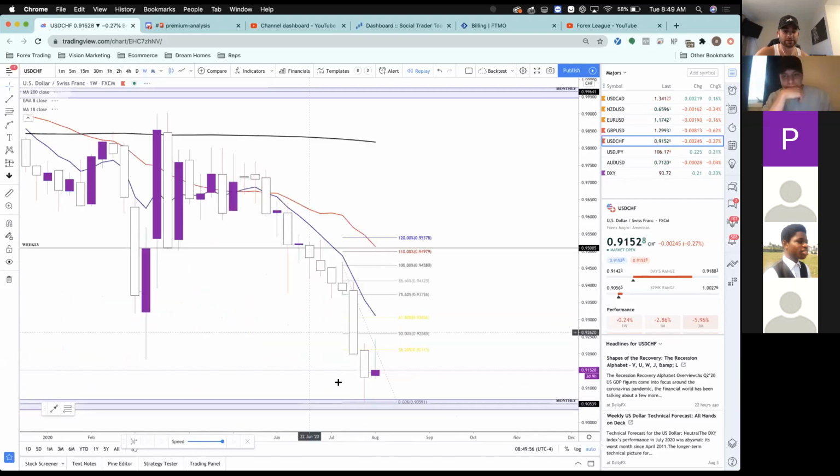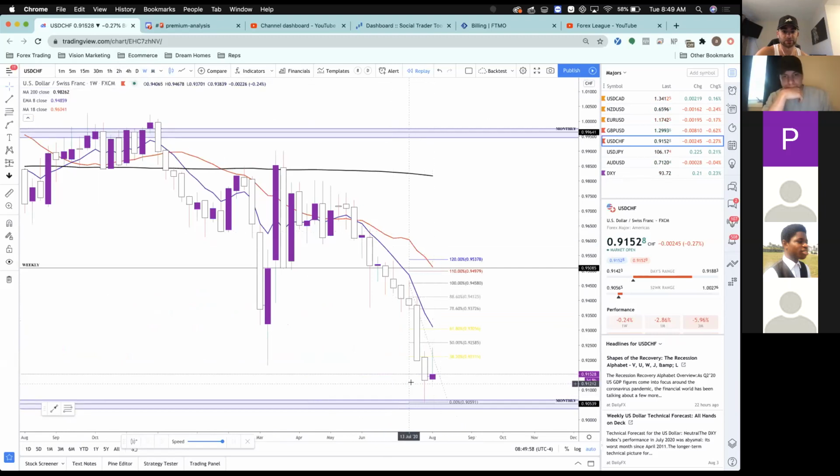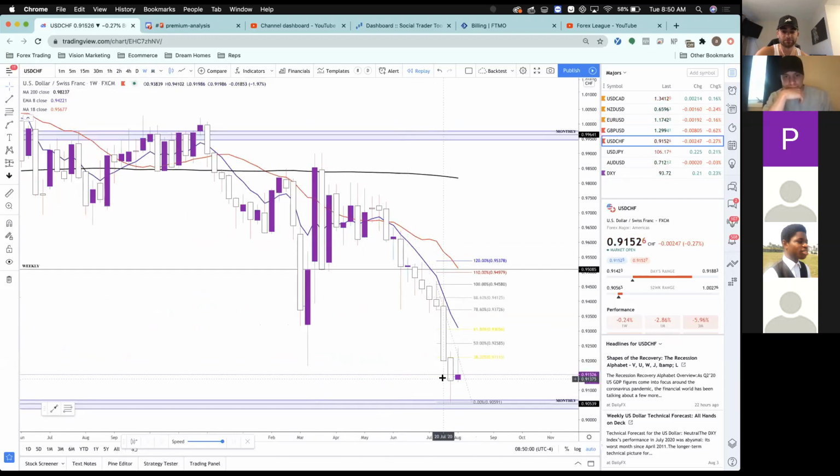As we go down to the weekly time frame, same thing. Candlestick analysis. What's going on? We're at the bottom of this push. A lot of exhaustion here. We're at the key level. That's what's important here, guys. We're at the key level right now.